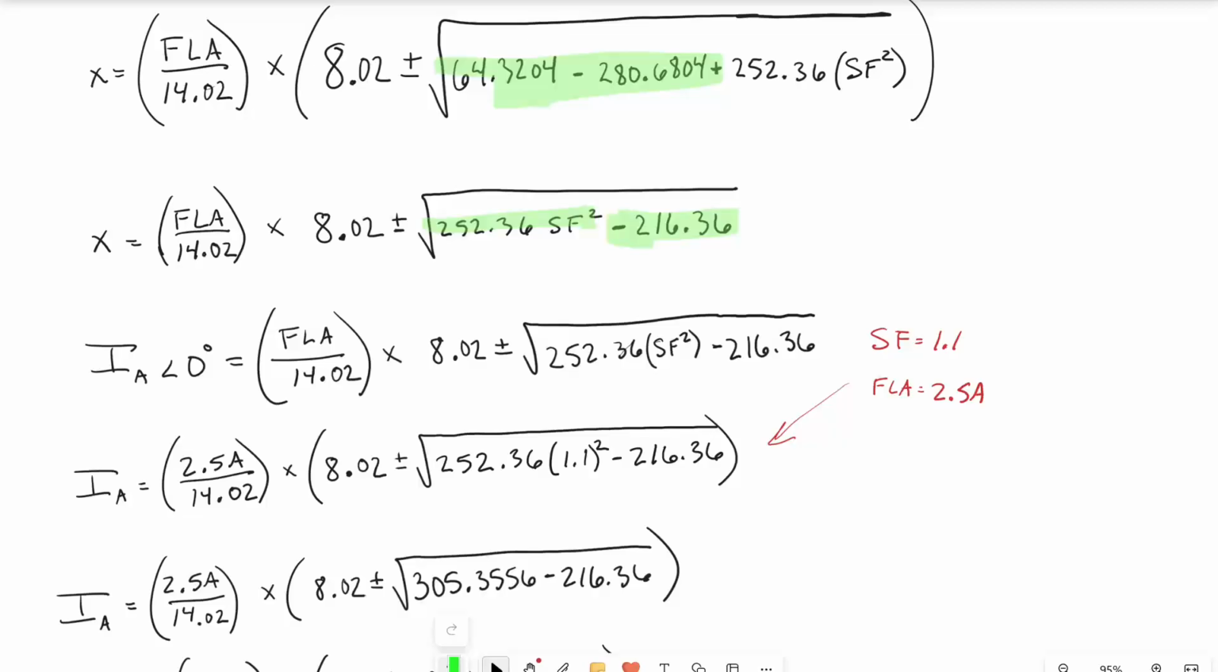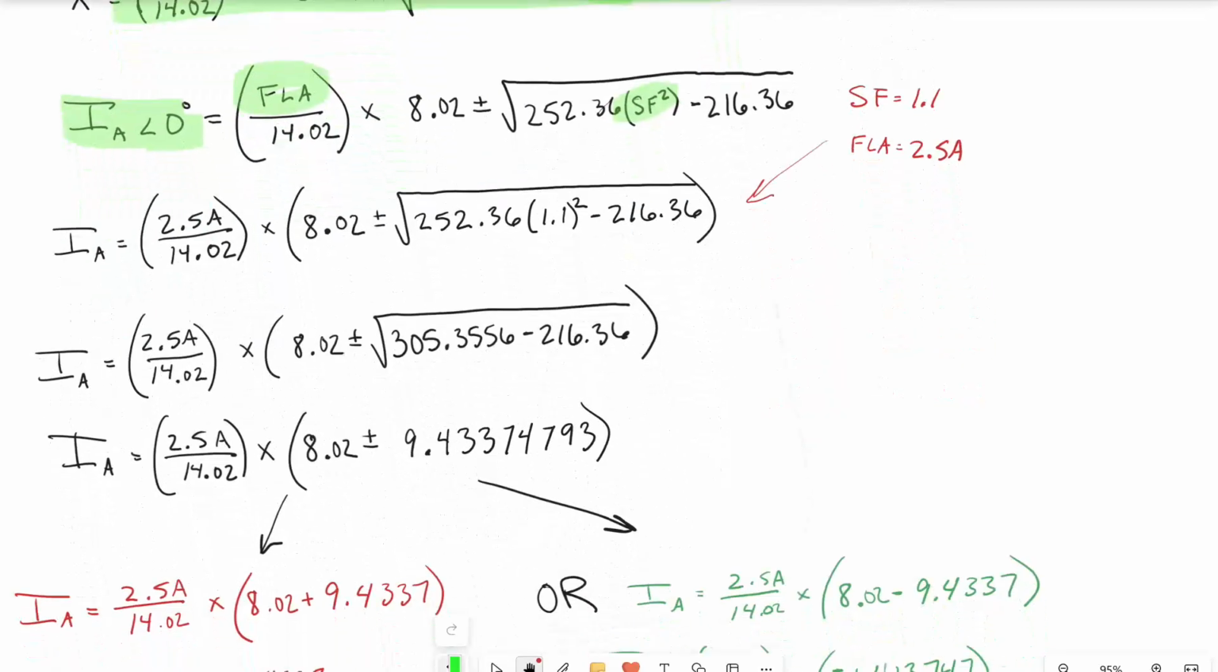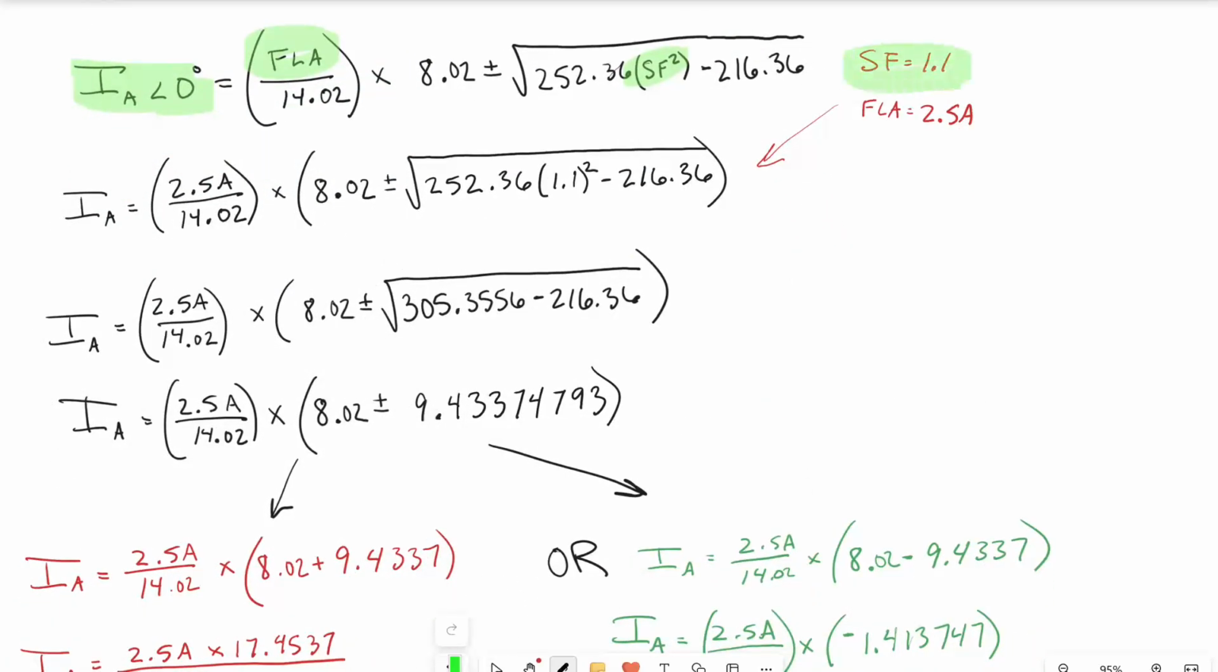And then, okay, so now we're down to just some basic variables, right? And this essentially is IA at an angle of 0 degrees. And so, just using the variables inside the relay, we substitute our situation, which I told you, this is what we're going to calculate it as. Service factor is 1.1, FLA is 2.5. Substitute all of that in here. And then now let's crunch the numbers.